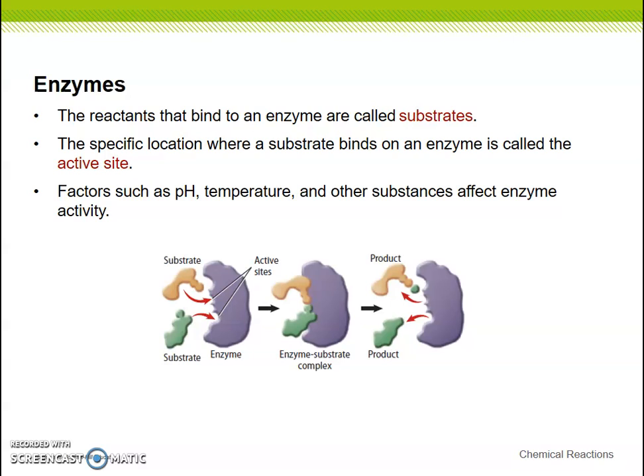Enzymes, once again: the reactants that bind to an enzyme are called substrates, and the location where they bind to that enzyme is called its active site. Factors such as pH and temperature can affect enzyme activity. pH can change the shape of the enzyme so that it can't bind with its substrates. Temperature can also do the same thing.